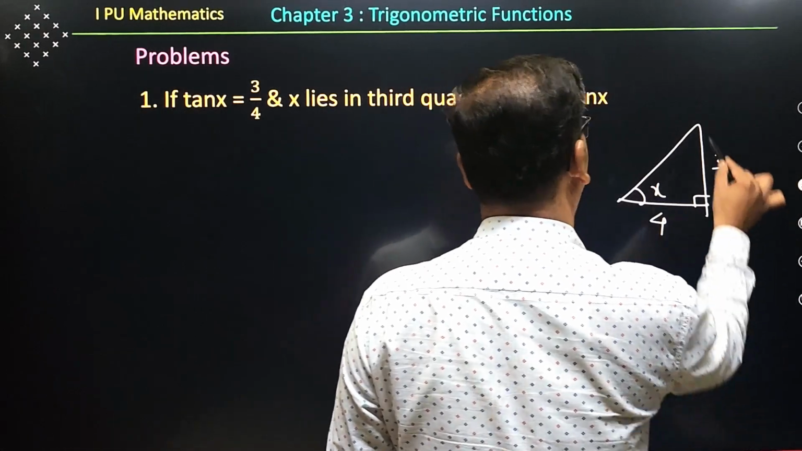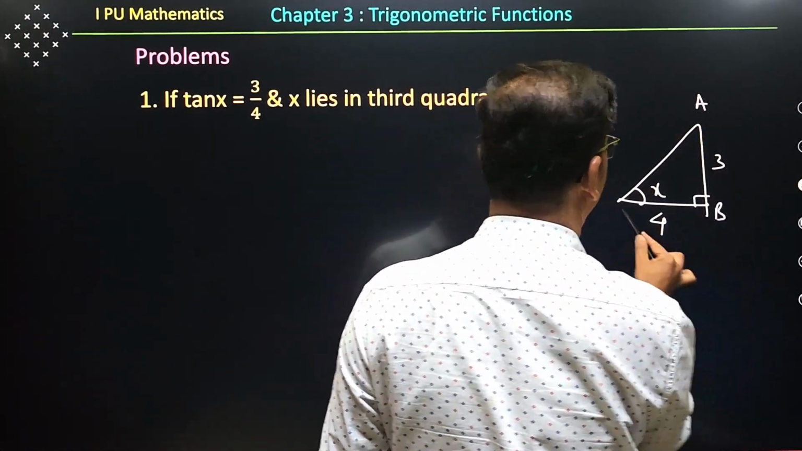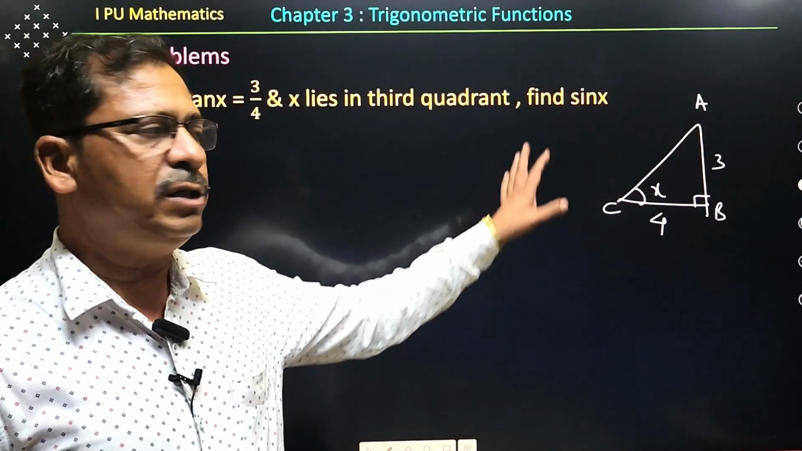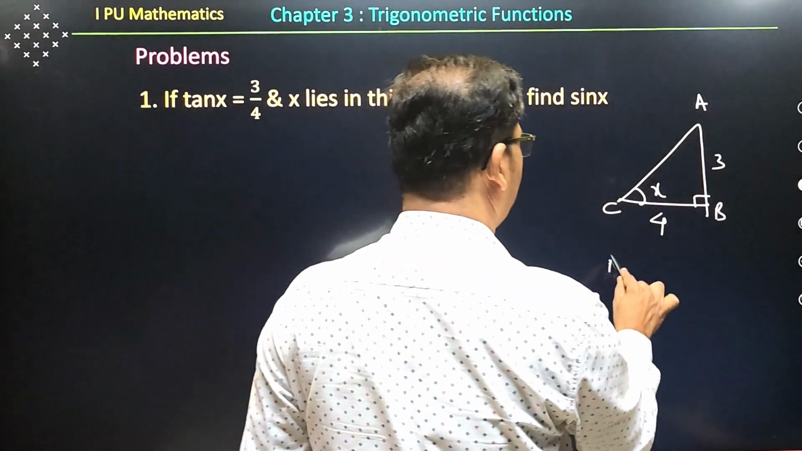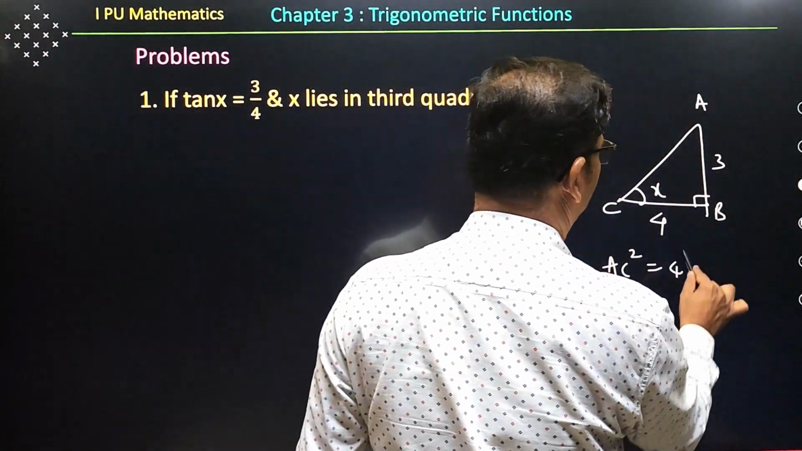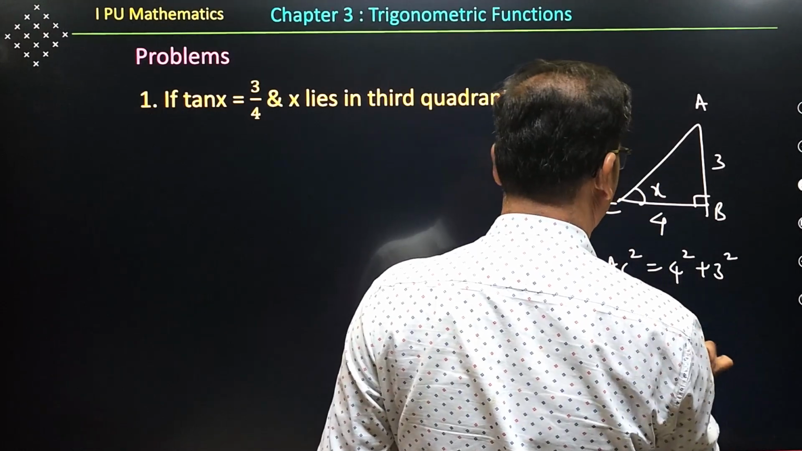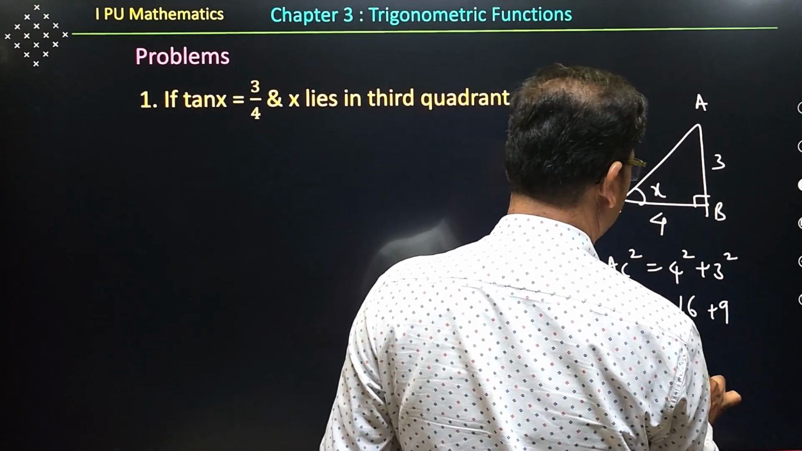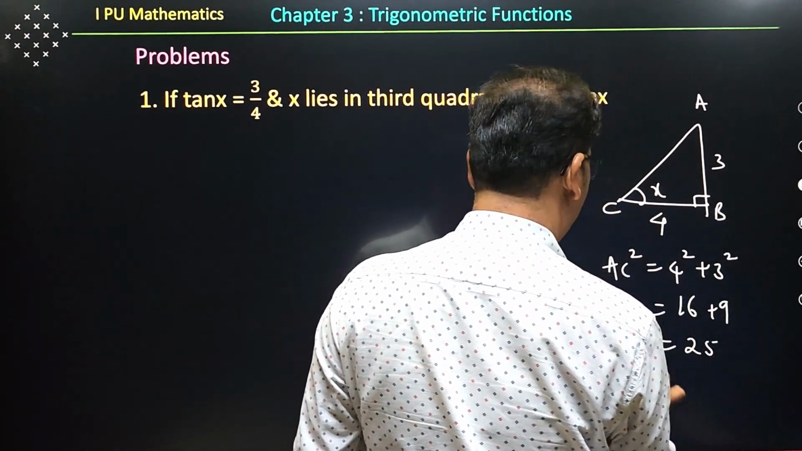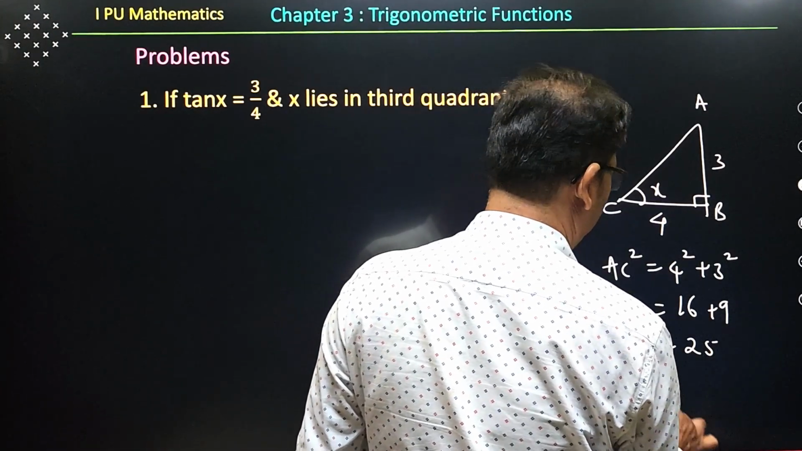This is a right angle triangle. Let me take this as ABC. Let us complete this triangle here. AC square is equal to 4 square plus 3 square, which is equal to 16 plus 9, 25. So definitely AC is equal to 5.